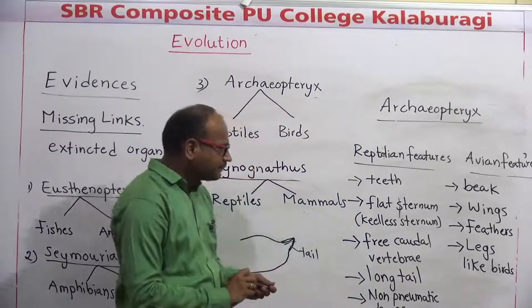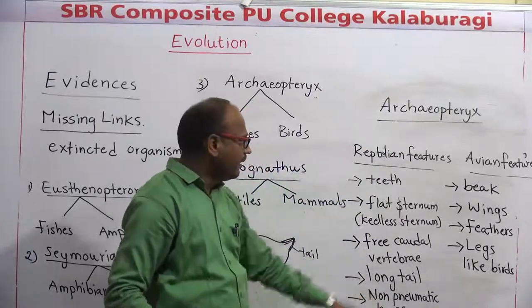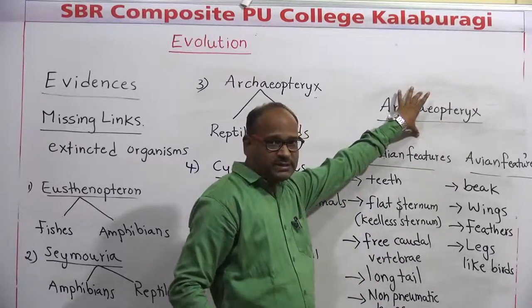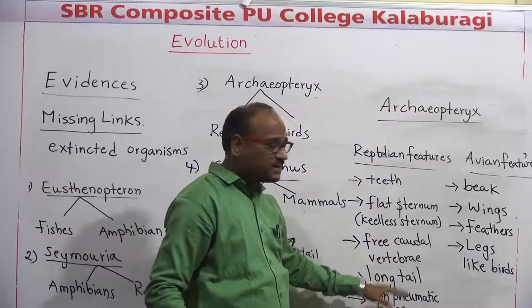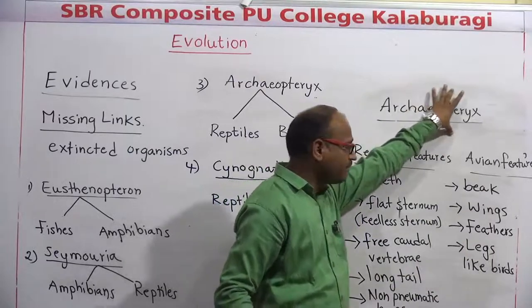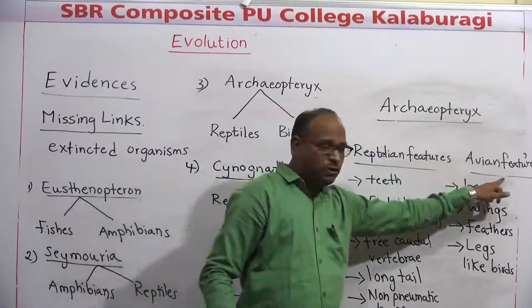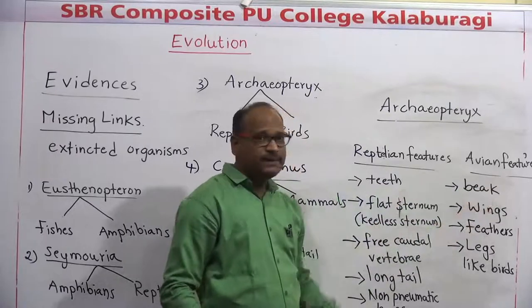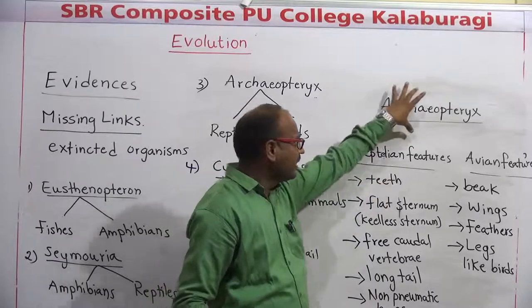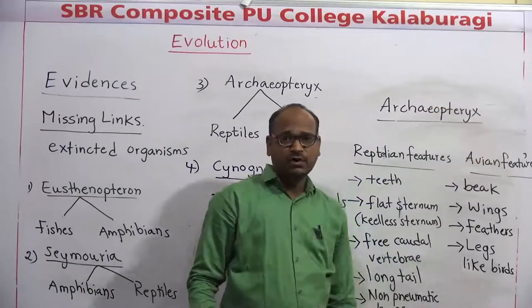So these are the reptilian features and avian features in the Archaeopteryx. Archaeopteryx had some features of reptiles and some features of birds. Based on this Archaeopteryx missing link, we can say birds have evolved from the reptiles. From the reptiles, such animals as Archaeopteryx evolved. From them, birds have evolved.